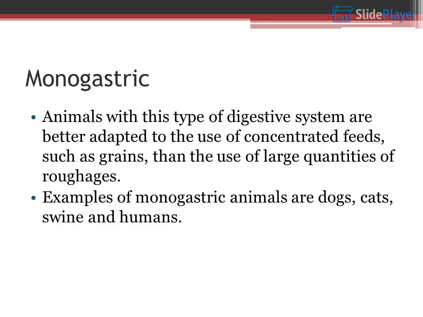Animals with this type of digestive system are better adapted to the use of concentrated feeds, such as grains, than the use of large quantities of roughages. Examples of monogastric animals are dogs, cats, swine and humans.